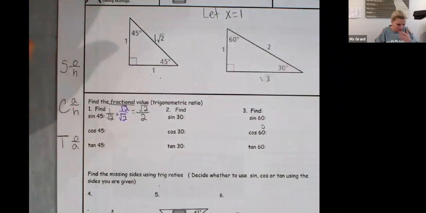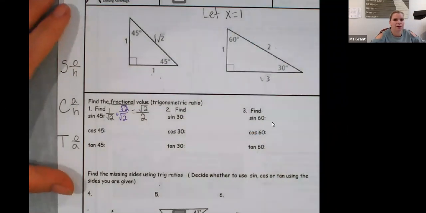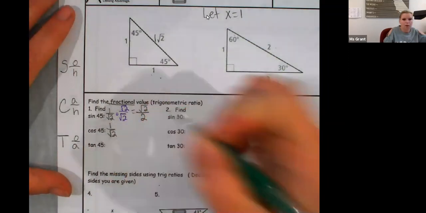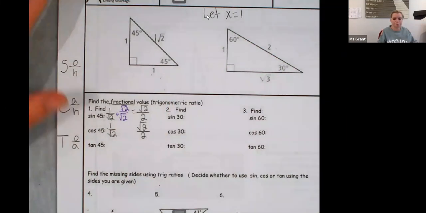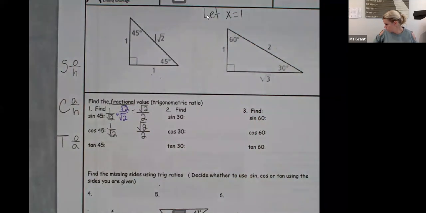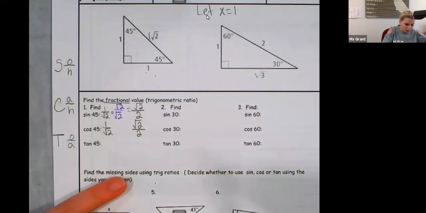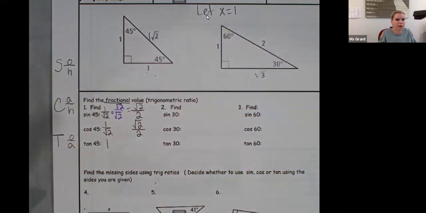All right, cosine 45, adjacent over hypotenuse. Well, if I use this 45 degree angle, then adjacent will be one, hypotenuse will be rad two. Same thing I just did. One divided by rad two equals rad two over two. Okay, tangent of 45, opposite over adjacent, I'll just pick this 45 degree, doesn't matter which one. One over one is one. Questions so far on what I'm doing?